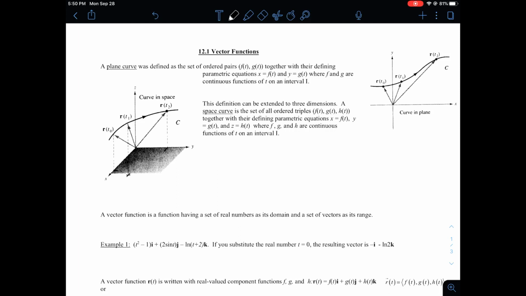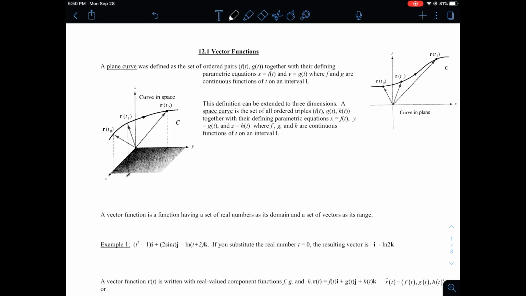All right, in this video, we are jumping over into chapter 12. This is going to be a shortened version of the chapter 12 introduction, but hopefully it gives you an idea of where we're headed with the rest of this chapter, where we're headed in multivariable calculus even.